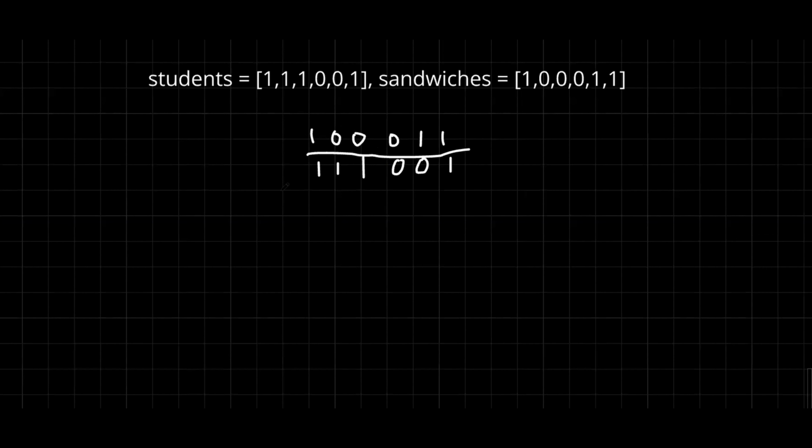So now we have seen that this student has the preference of 1 and the sandwich type of 1 at the top of the stack, so he will be able to eat the sandwich. Now these two students have the preference 1 but the sandwich option is 0. So these two students will move to the back of the queue. So now the queue will become 0, 0, 1, 1 and 1.